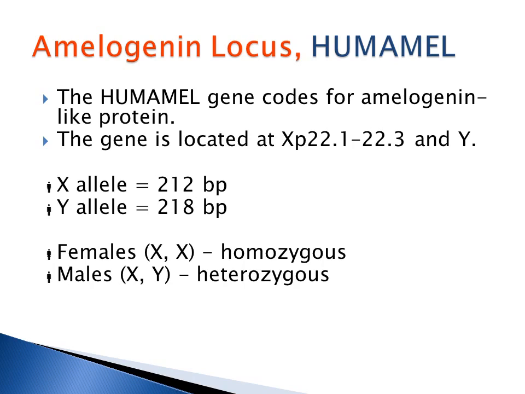So for the amylogenin locus, you're using the HUMAMEL gene that codes for amylogenin-like protein. So the gene is located at Xp22.1 to 22.3 and Y. So on the X allele, you're going to get a 212 base pair band. On the Y allele, you're going to get a 218 base pair band because it's 6 base pairs larger.